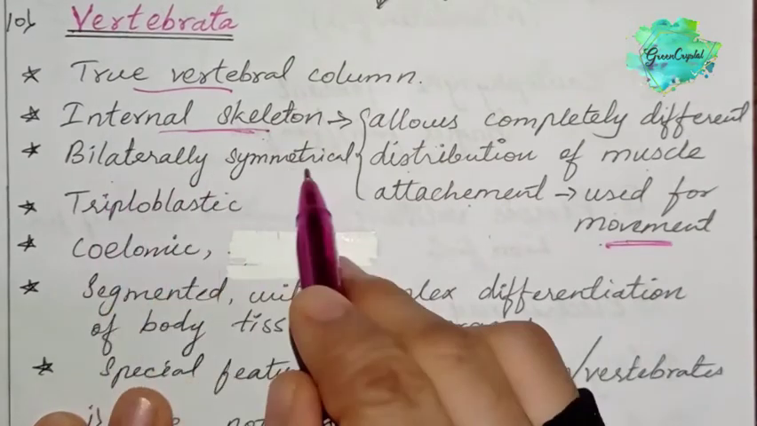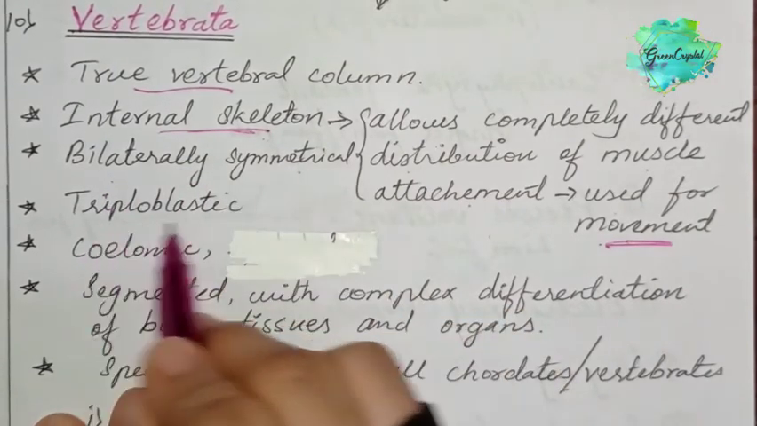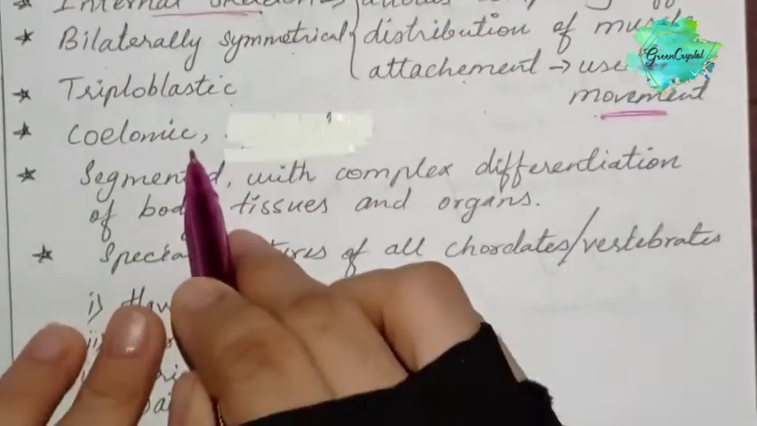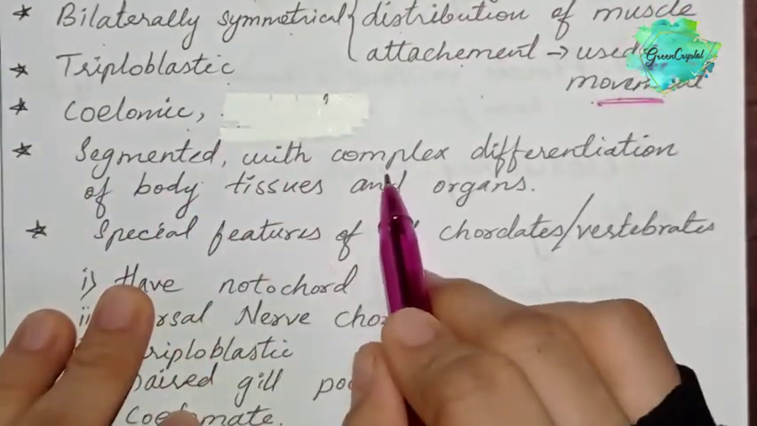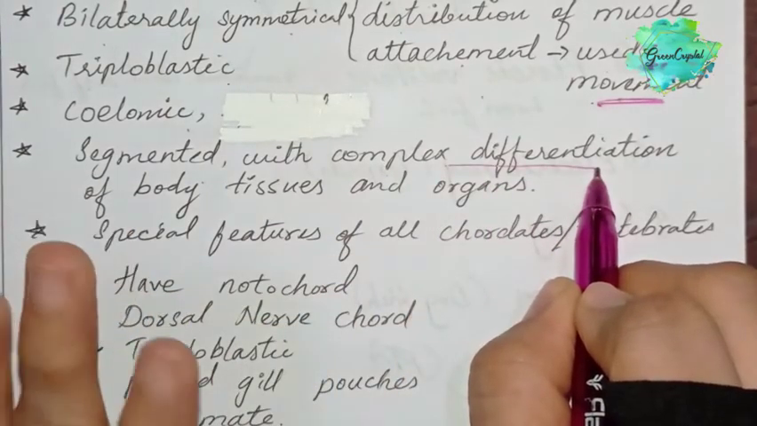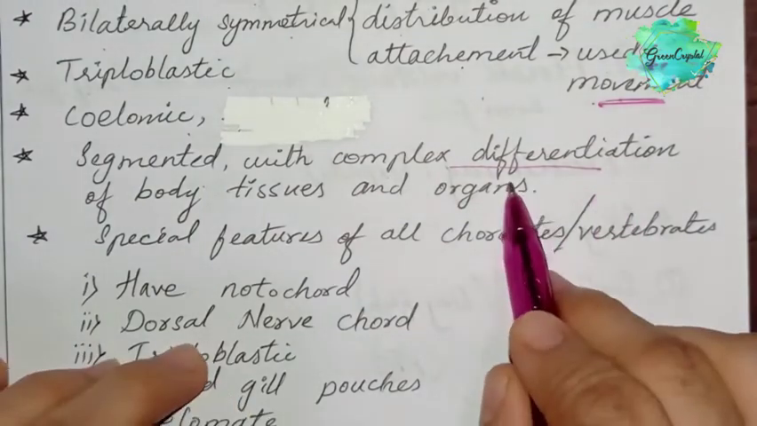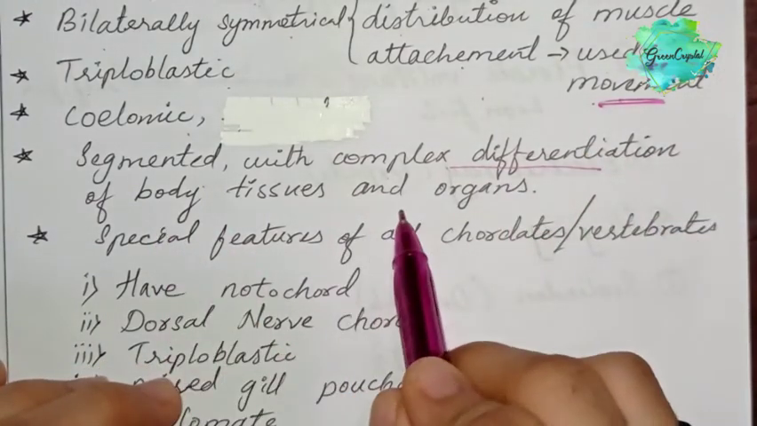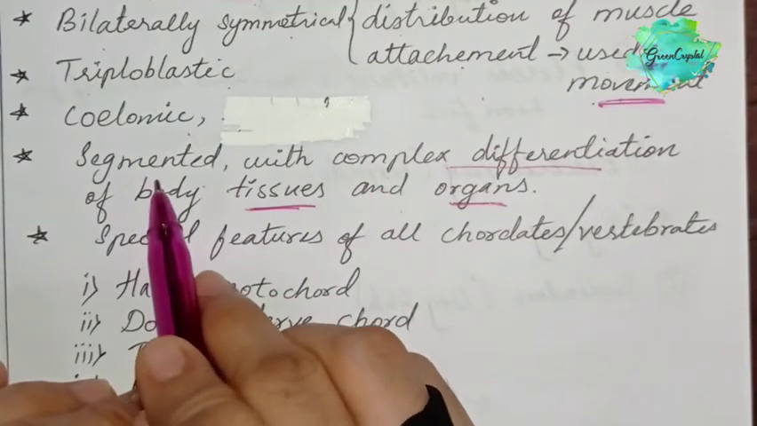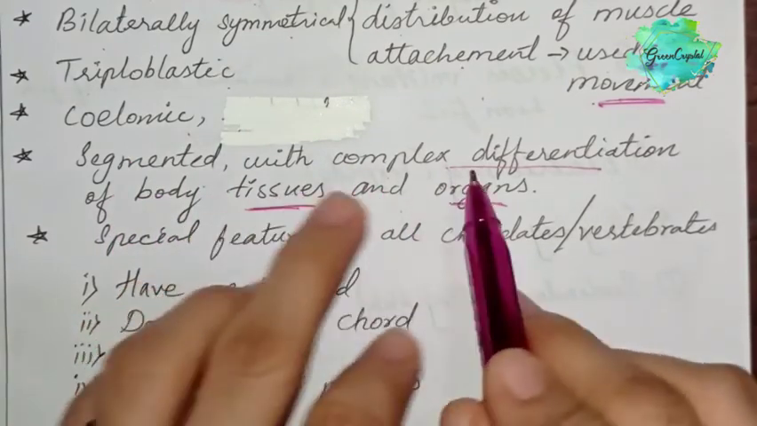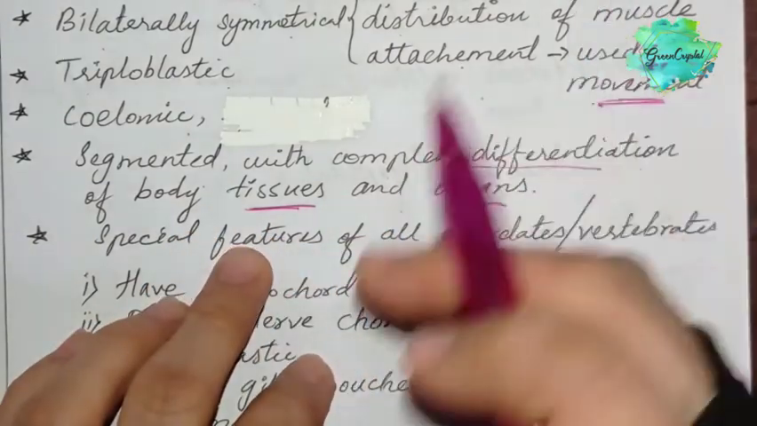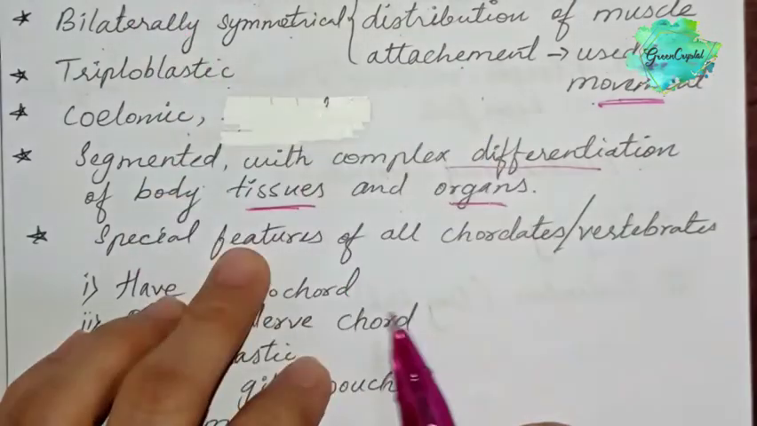Okay, again they are bilaterally symmetrical, triploblastic and coelomic, having a body cavity. They are segmented with complex differentiation, not like other phyla, but segmented with highly complex differentiation of the body tissue and organs. Remember this point. You will learn in some classes of Vertebrata how they are.